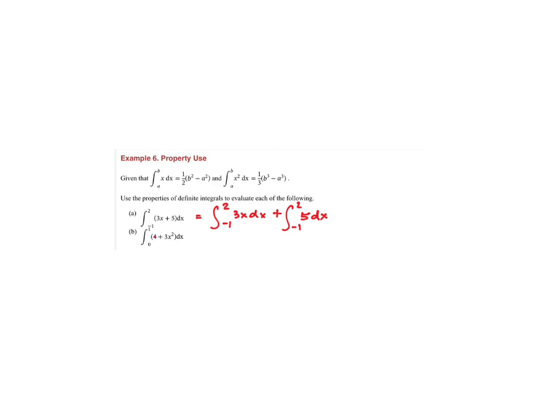Everybody okay so far? Yes? Okay. My next move is going to be property 3, where I see that constant, that 3 right there, and I can pull him to the front.